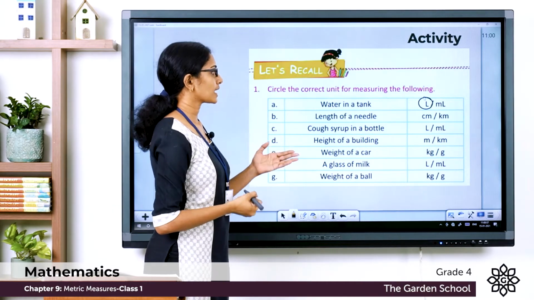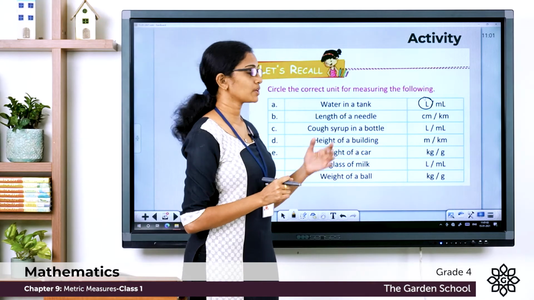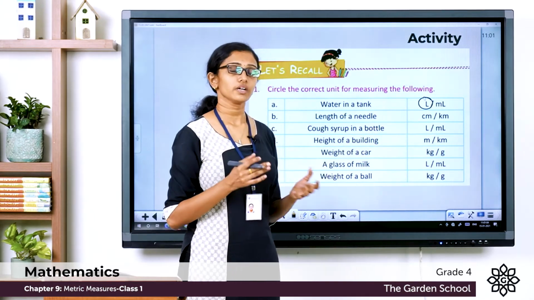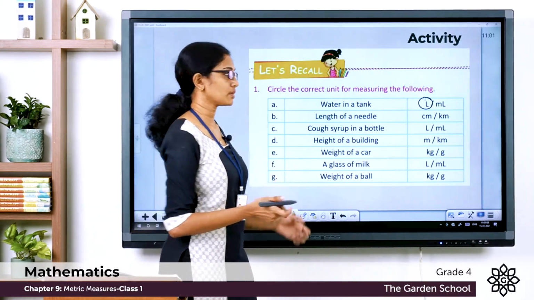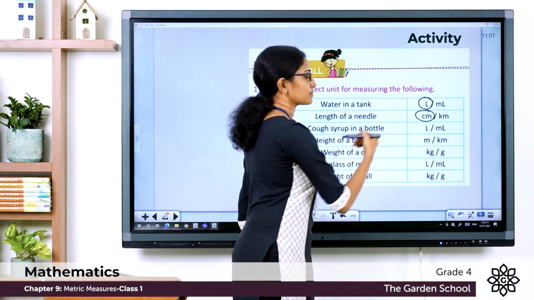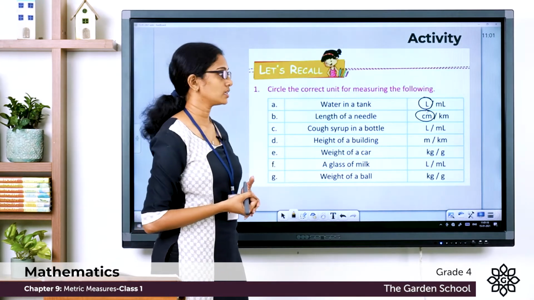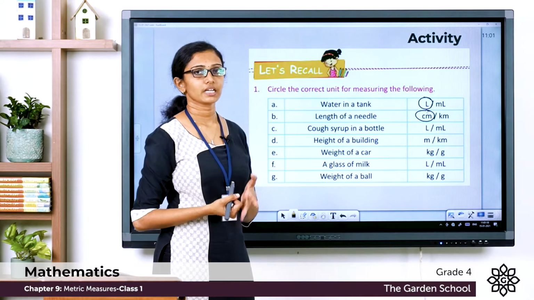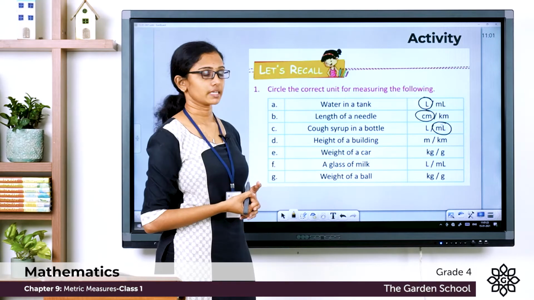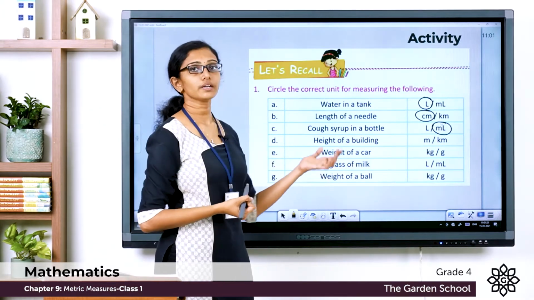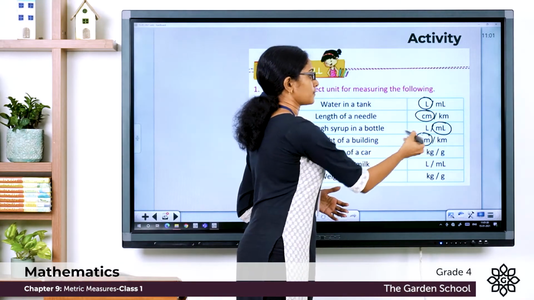Now, the next one, length of a needle. You have seen how small a needle is. Do you think it can be measured in kilometers or in centimeters? Which one is correct? The length of a needle can be measured in terms of centimeters. Now, C. Cough syrup in a bottle. Would it be liters or milliliters? It would be milliliters. Now, height of a building. Is it meter or kilometer? Height of a building can be measured in meters.